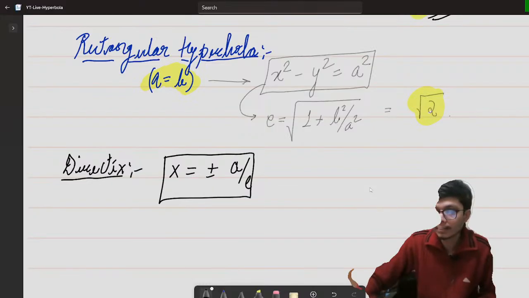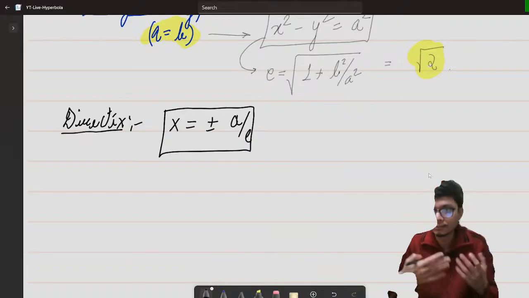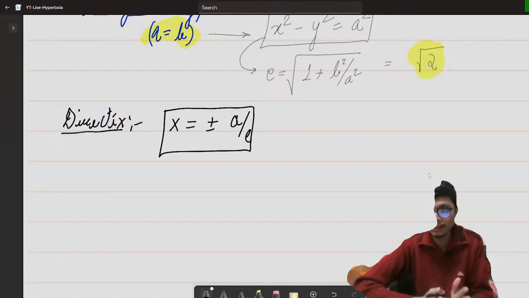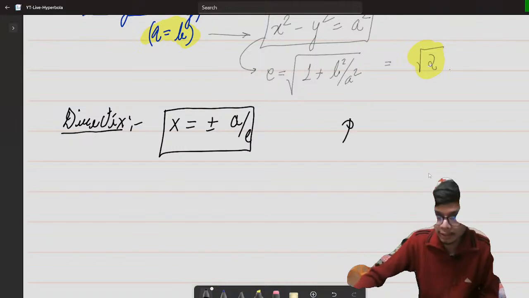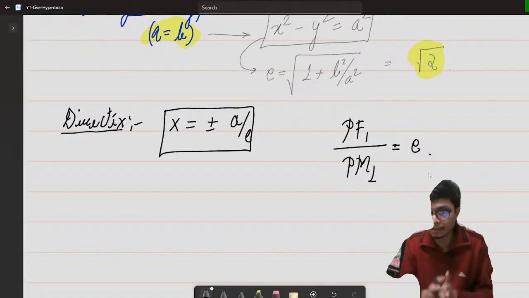Corresponding to each focus we can define lines which satisfy the focal directrix property of the hyperbola. What is that? The distance of any point from the focus, let us say f1, divided by the corresponding perpendicular distance on the corresponding directrix, should be equal to the eccentricity. This is the standard definition of conics, or any general conic.